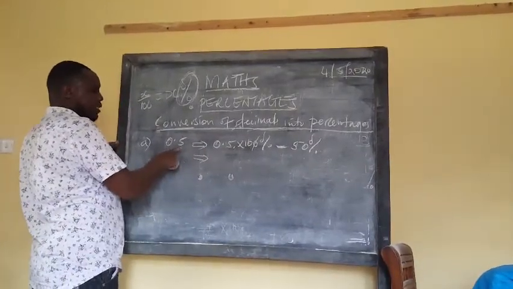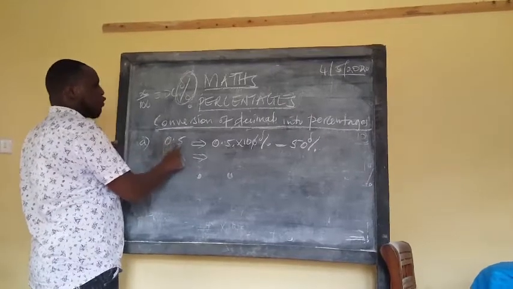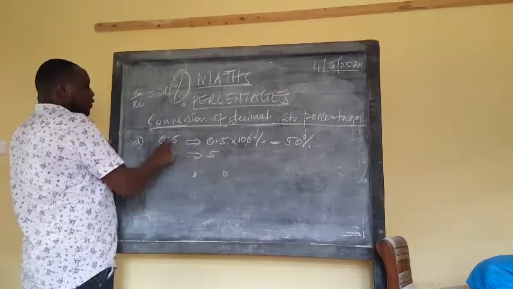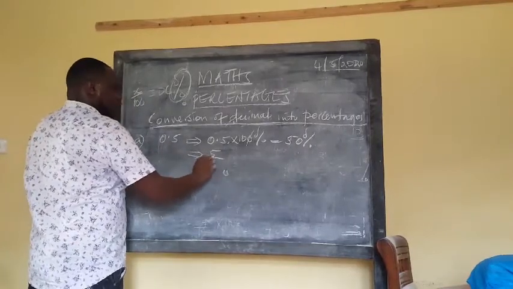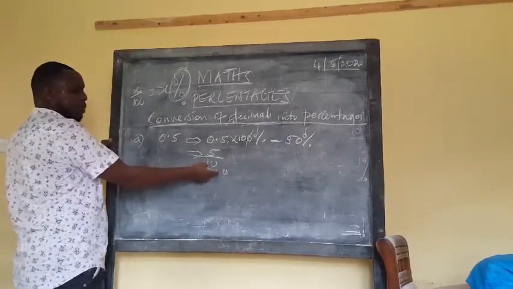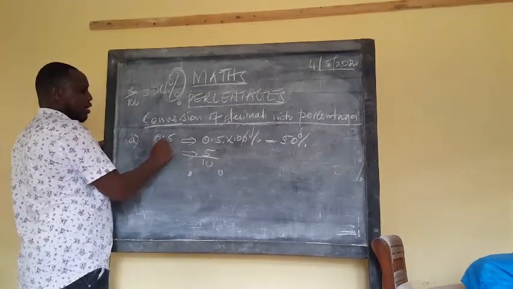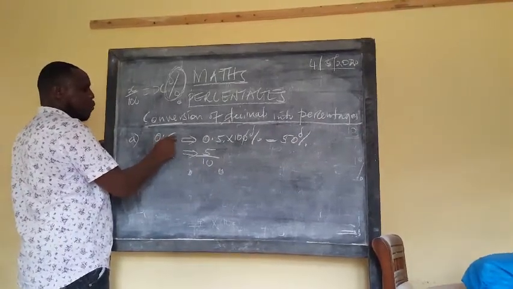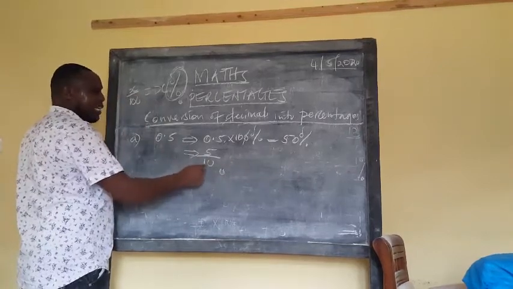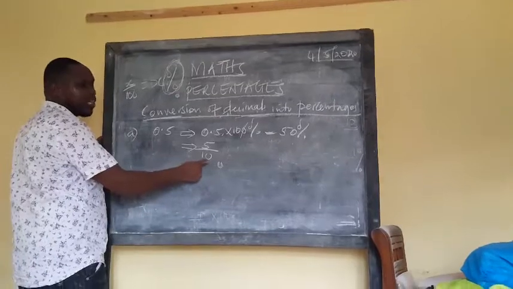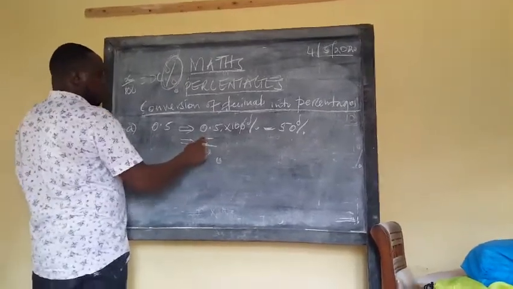number of decimal places here. It's only 1. After the decimal point, we have only 1 number. So this is 5 tenths. 5 tenths is the same as 5 over 10, meaning that the number at the denominator is going to be 10 because you have only 1 digit here. So the number of digits after the decimal point determines what number you write at the denominator, how many zeros you will have there. We don't count the 1, we count the zeros. So that is going to be 5 over 10.